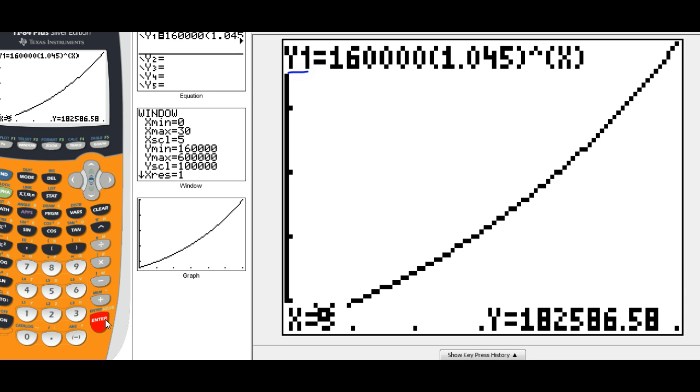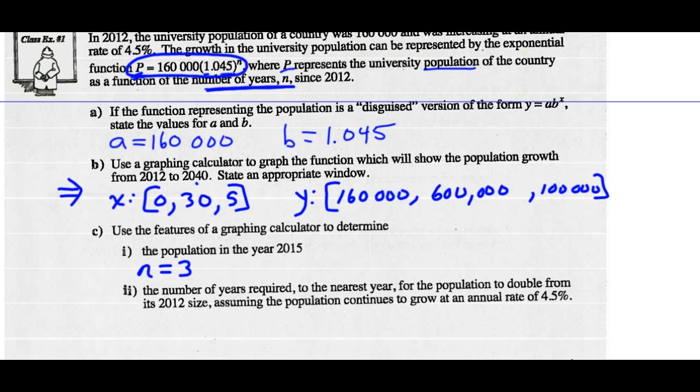182,586.58. So it doesn't tell us what it needs to be, but in that situation, we're not going to round that up. We're going to truncate off the 0.58 because we can't get to the next person at that point, right? So you're not going to increase that. So it's just 182,586. All right. So the population in 2015 should be 182,586. Truncate that. There we go.